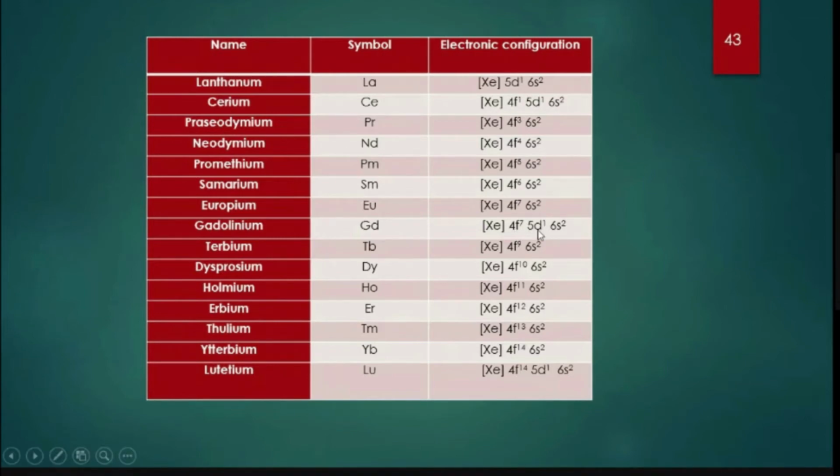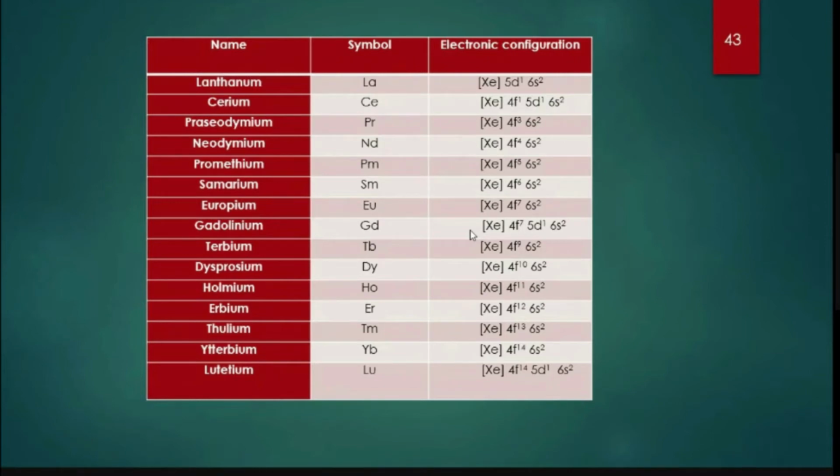Similarly, in the case of gadolinium also, you can see one electron has been shifted from the 4f orbital to the 5d orbital. What is the reason? The reason is very simple. When gadolinium has 8 electrons in its 4f orbital, one electron will be shifted to the 5d orbital. It is because to attain stability, because you know that f orbitals can accommodate only 14 electrons. So here 4f7 means it has half of its capacity, or you can say by having 7 electrons in the 4f orbital, gadolinium is going to attain stability.